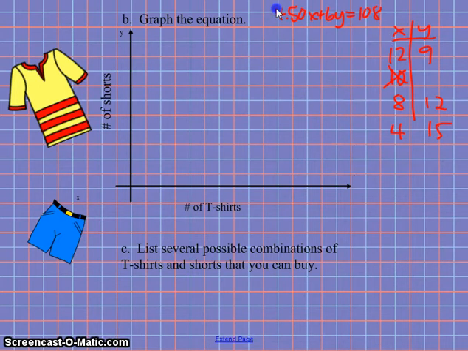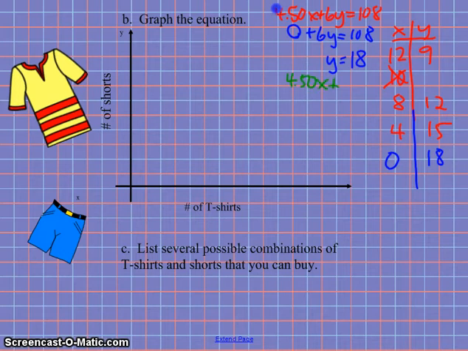There's other ways to graph this as well. You could have put this in slope-intercept form and then found points. You can also use intercepts. If you plug in 0, that means you've bought 0 t-shirts and only shorts. That leaves you with 18 shorts. Or if you buy 0 shorts and all you have are shirts, that leaves you with 4.5x equals 108, and divide those and you get 24. So x would be 24 and y would be 0. You could plot those as well. However you decide to graph this is fine.